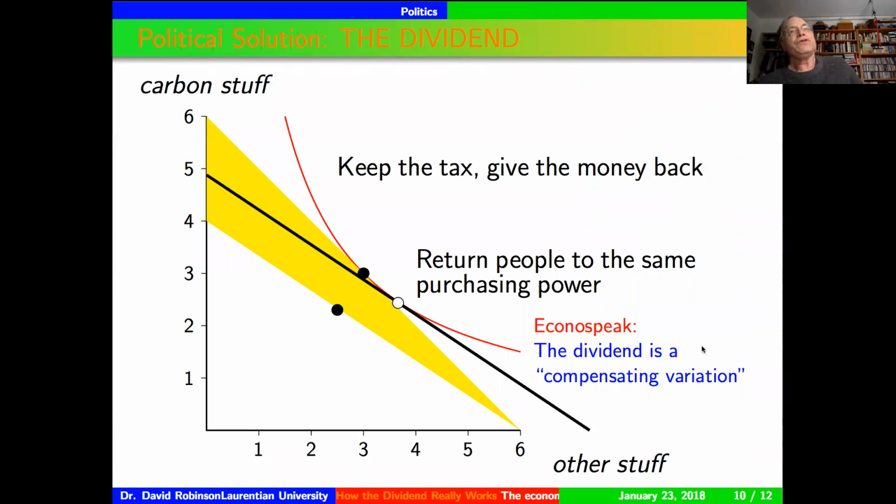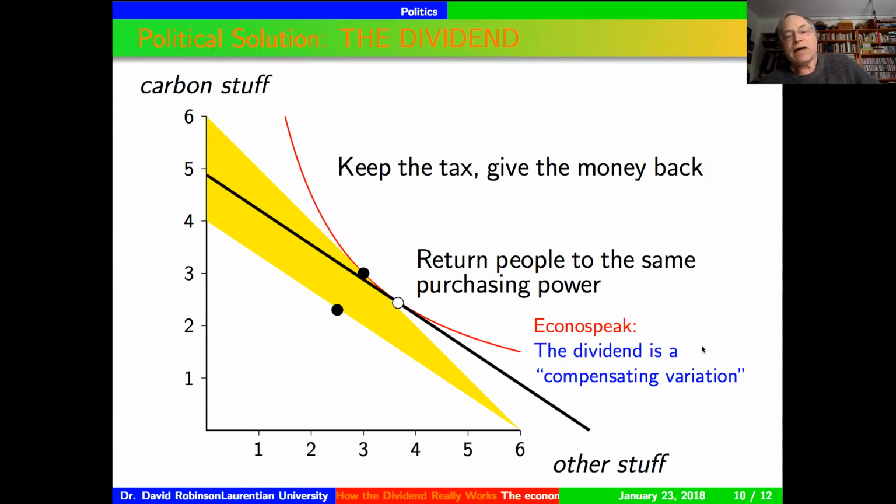What happens when you change the price is you're changing the angle of that line, and I've changed it so that it's at the angle with the tax, and then I've added money to their budget, which lets them buy more things. Now, you notice what happened is they can't buy all the carbon they could before in the upper right, but they can buy more other stuff. That's what this switching of the line does. So we pushed people down, and then we gave them money back and pushed them up to where they were before.